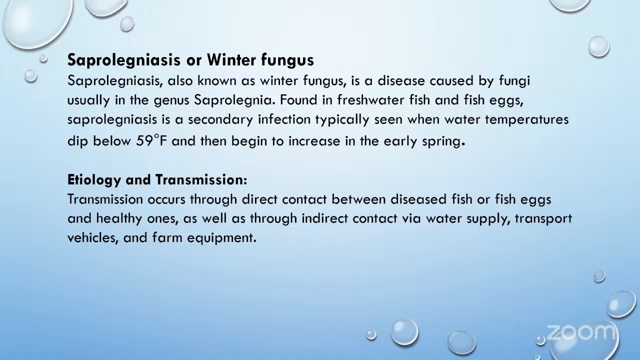Now, how does it transfer? This transmission occurs through direct contact between diseased fish or fish eggs and healthy ones, as well as through indirect contact via water supply, transport vehicles, and farm equipment also.